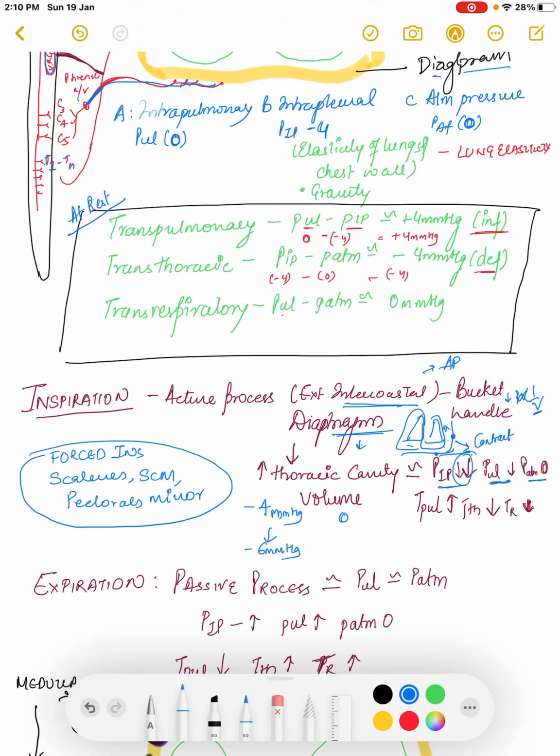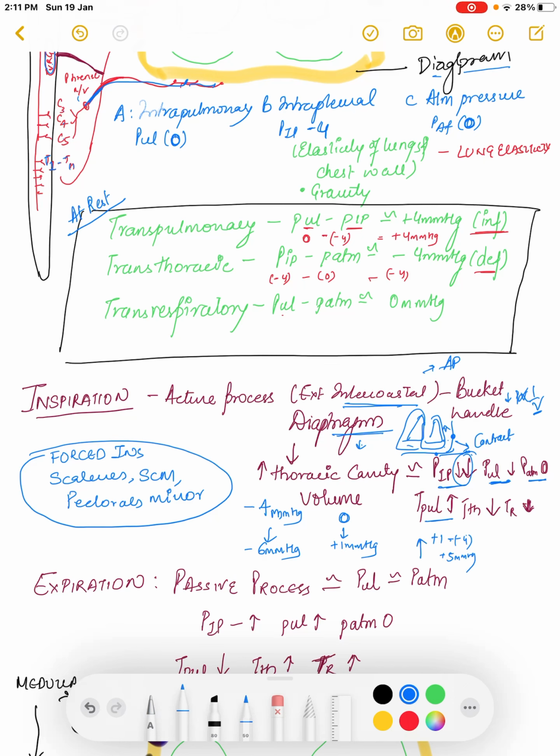Pulmonary pressure, which was 0, increases to plus 1 mm Hg. Now what happens to the transpulmonary pressure? Transpulmonary pressure is pulmonary pressure minus intrapleural pressure. Now what is the pulmonary pressure? It is plus 1, and intrapleural pressure is minus 4. So it is plus 4, plus 5. So the transpulmonary pressure increases.